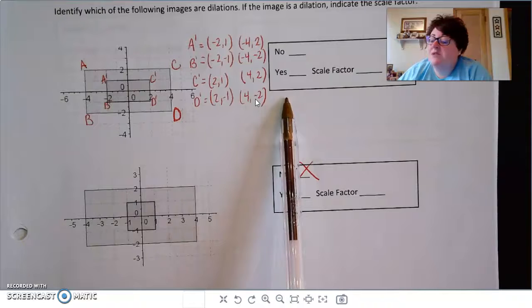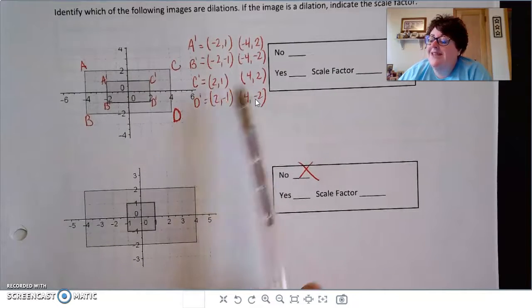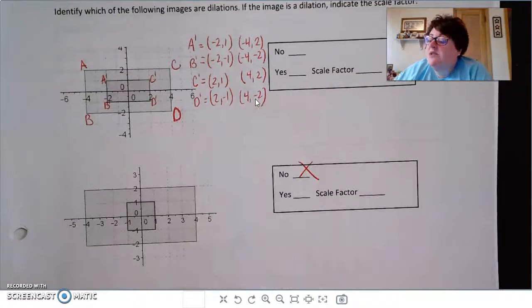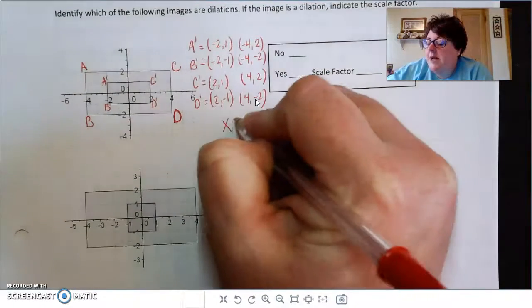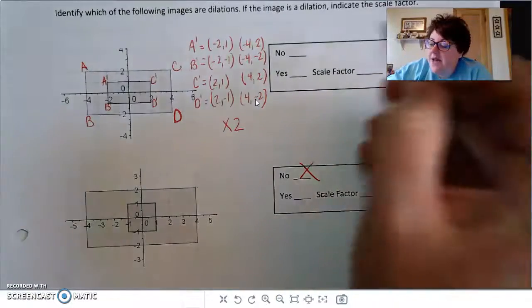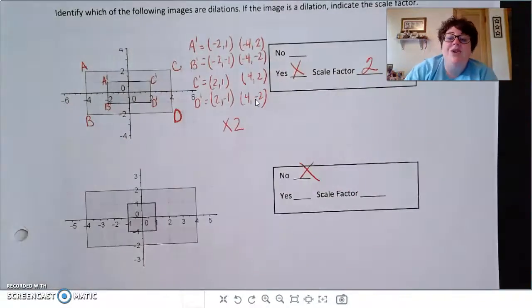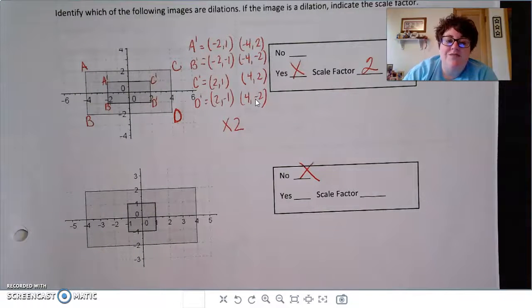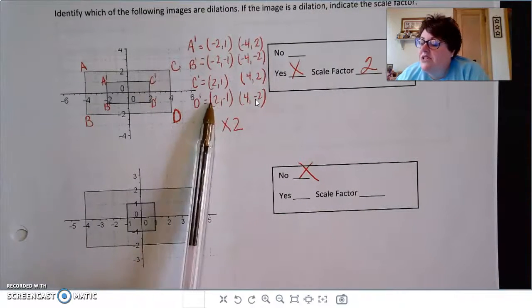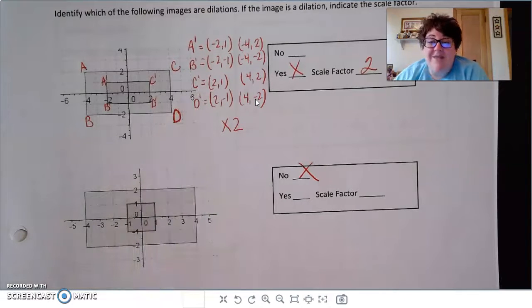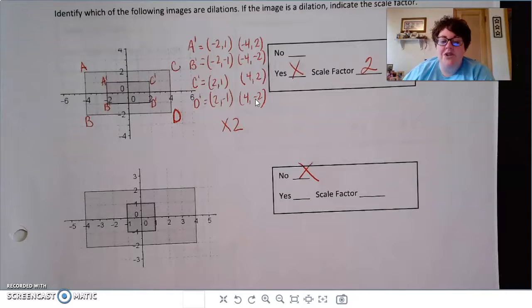So here I can multiply each one of these x, y values by 2 and get my bigger square. If you can do that, then yes, it is a dilation, and in this case our scale factor is 2. Now, if you're going the other direction, from A to A prime, you're dividing by 2, so your scale factor would be 1/2. It's just a matter of which direction you're going.